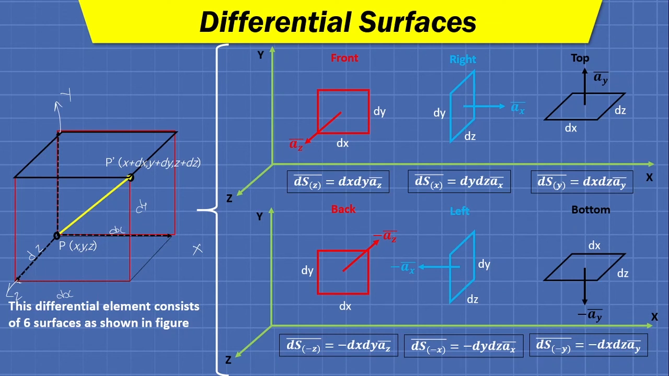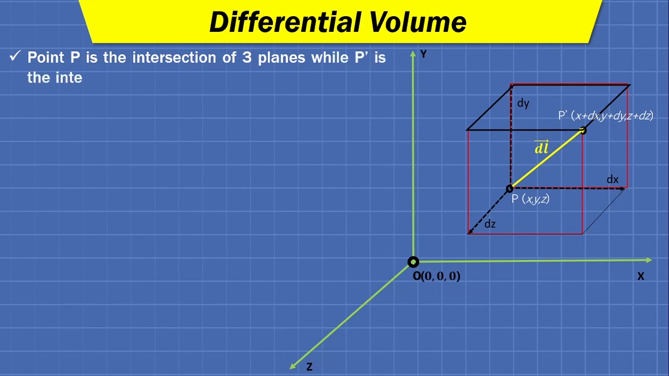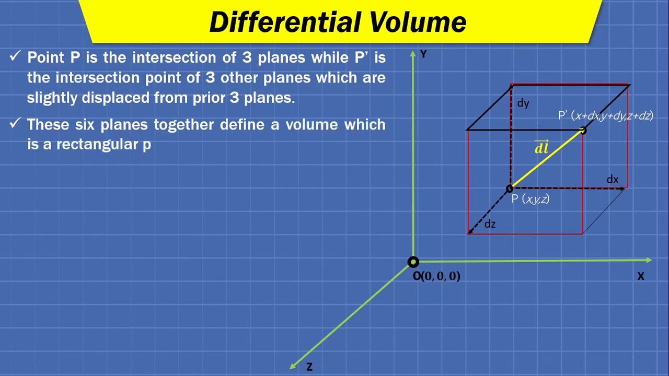And the final topic of this video is differential volume. So point P is an intersection of 3 planes, while P prime is the intersection of 3 other planes which are slightly displaced from the prior 3 planes. And these 6 planes together define a volume, which is a rectangular parallelepiped.